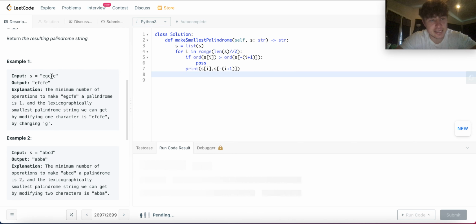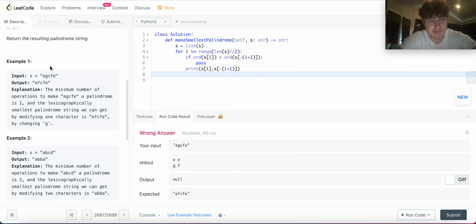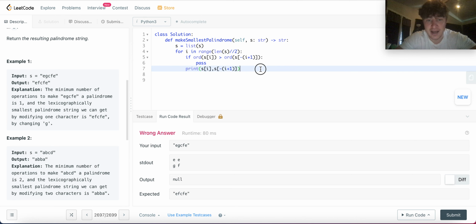Right, so I should see E, E, G, F, and that's it. On two different lines, E, E, and G, F, right? We don't need to worry about C because it's in the center. It's not going to flip, so that's fine.